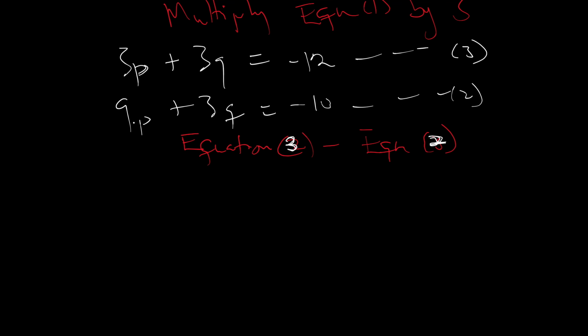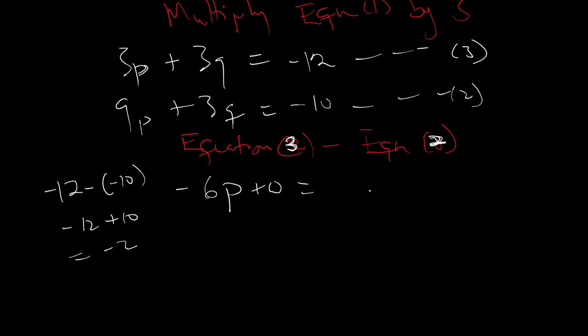So 3p minus 9p, we have minus 6p. Then 3q minus 3q, we have 0. Then minus 12 minus 10. That will be minus 12 plus 10. So this is equal to minus 2. So we have minus 6p is equal to minus 2.